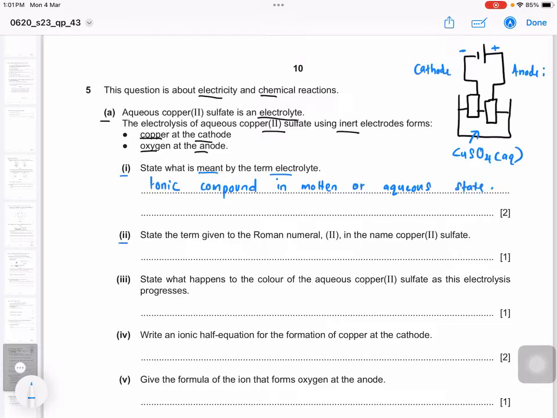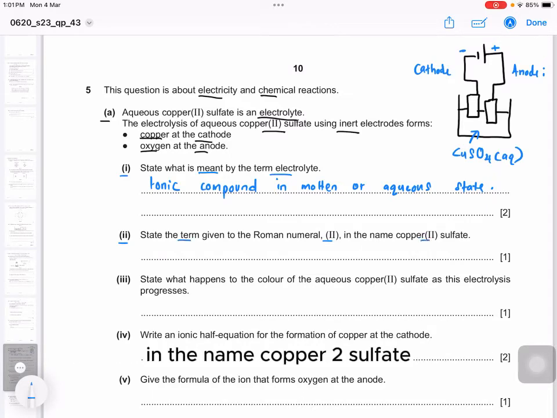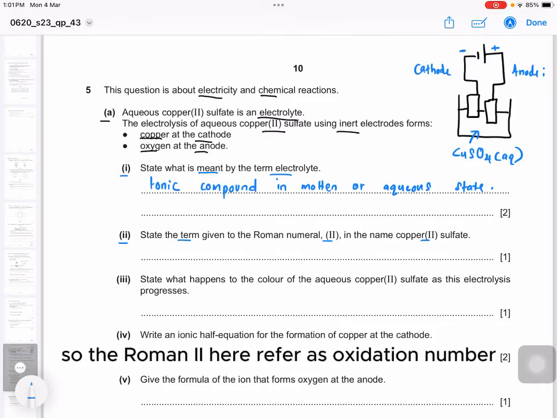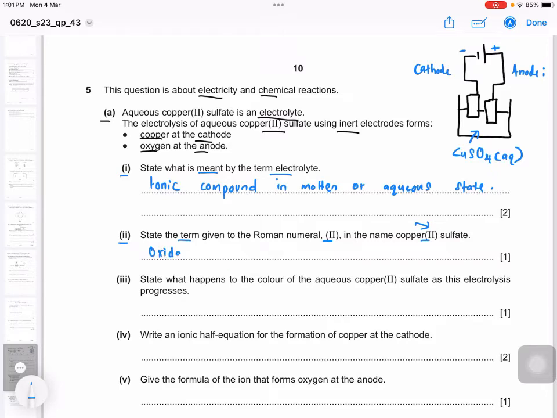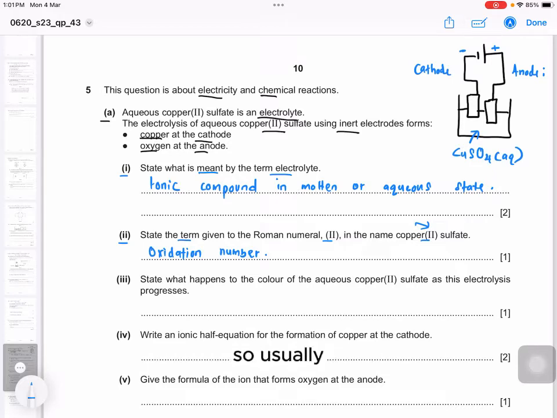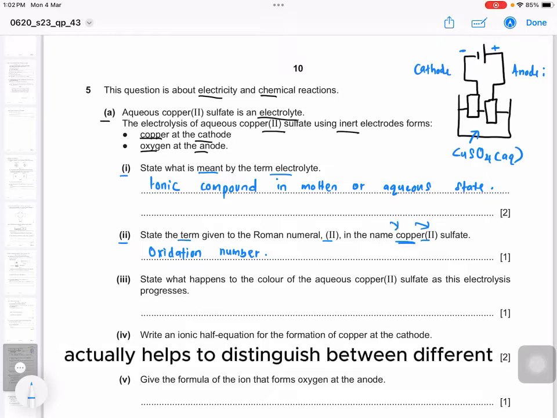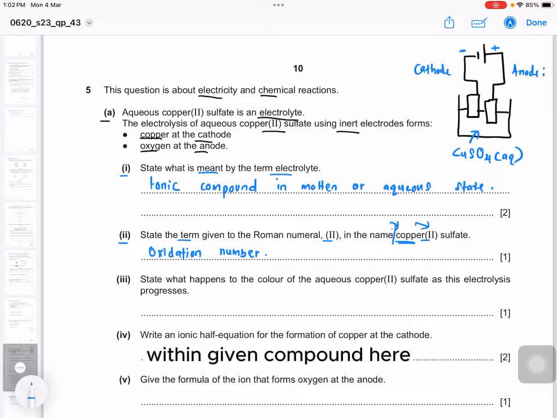Okay, look at question 2 here. State the term given to the Roman numeral 2 in the name copper(II) sulfate. So the Roman numeral 2 here refers to the oxidation number. Why is this an oxidation number? Copper is a transition metal, so usually a transition metal will have more than one oxidation number. So this naming convention actually helps to distinguish between different possible oxidation states of the transition metal within a given compound here.